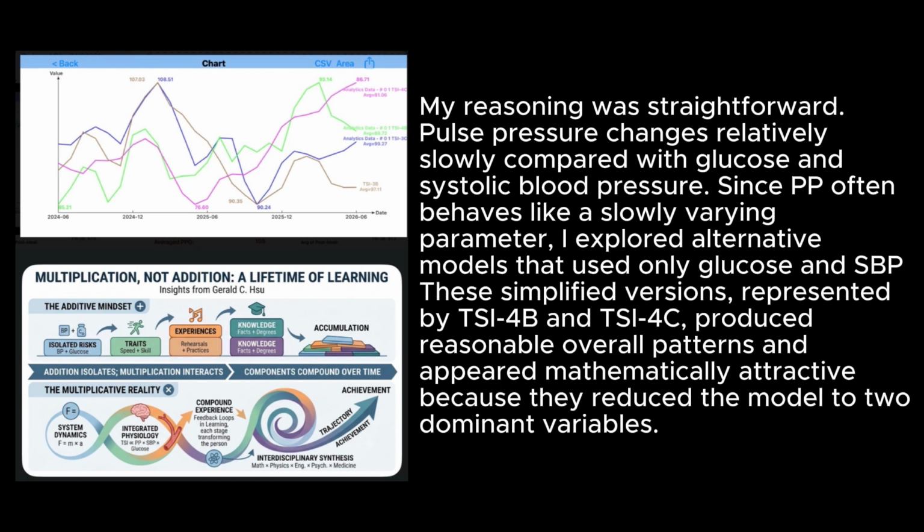My reasoning was straightforward. Pulse pressure changes relatively slowly compared with glucose and systolic blood pressure, since PP often behaves like a slowly varying parameter. I explored alternative models that used only glucose and SPP. These simplified versions, represented by TSI-B and TSI-C, produced reasonable overall patterns and appeared mathematically attractive because they reduced the model to two dominant variables.